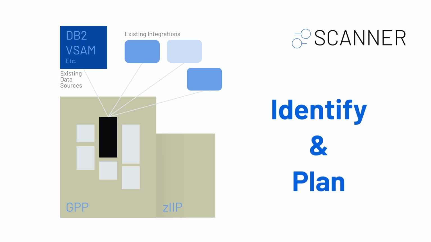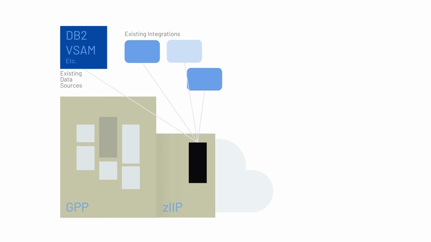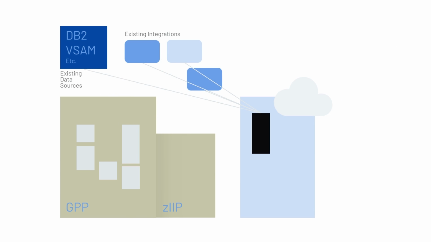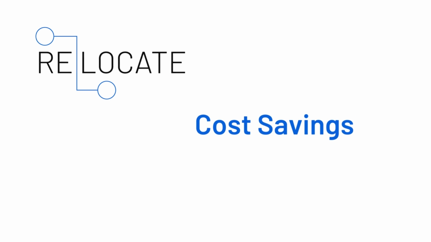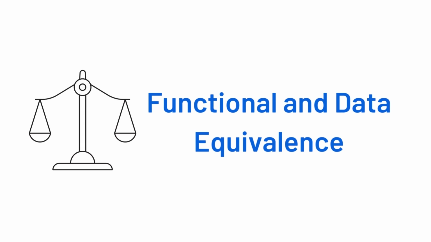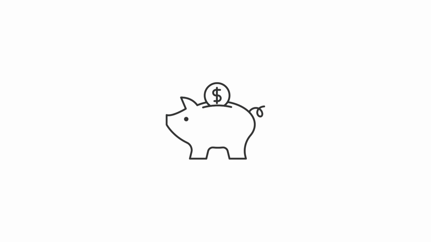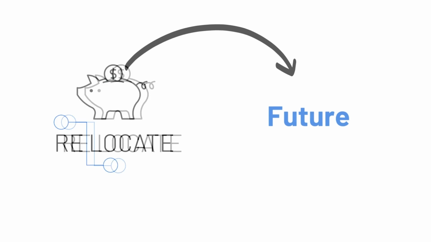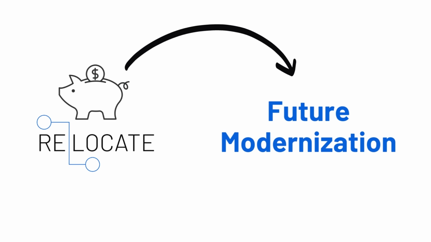CloudFrame Relocate lets you quickly shift your mainframe COBOL compute to the zIP or the cloud. Relocate delivers cost savings by reducing MIP or MSU usage without disrupting existing data sources or integrations. And because only compute is relocated, we guarantee functional and data equivalence. You can continue to maintain your COBOL applications as you do today. The dollars you save by relocating compute can be invested in future modernization projects.